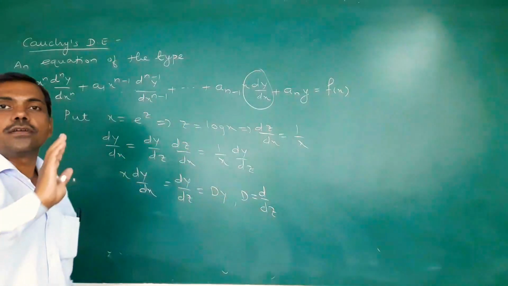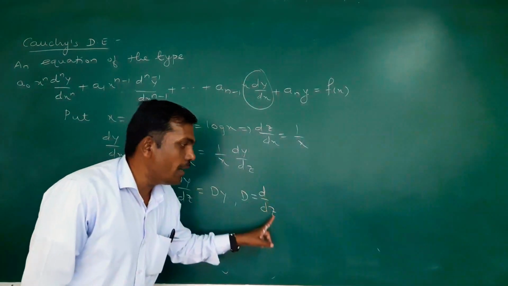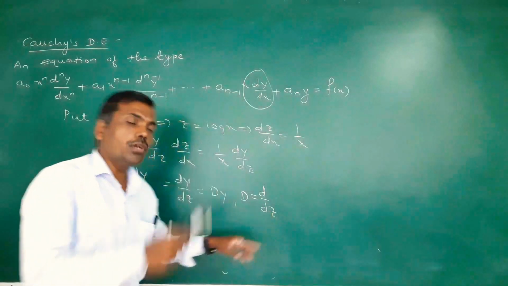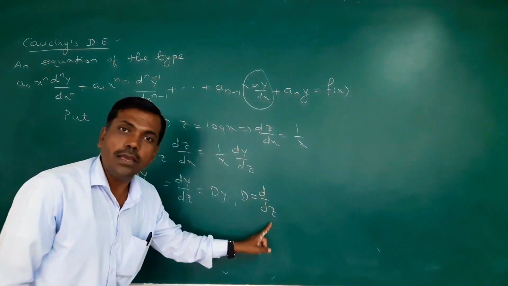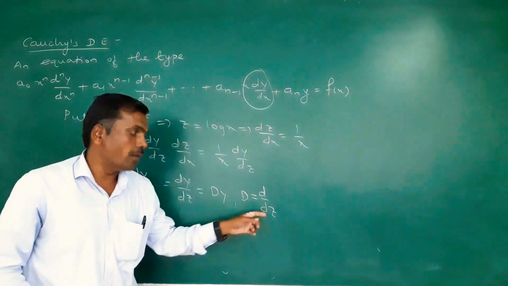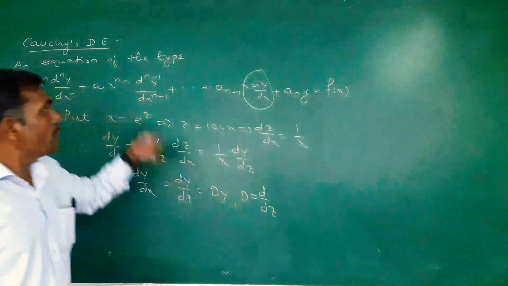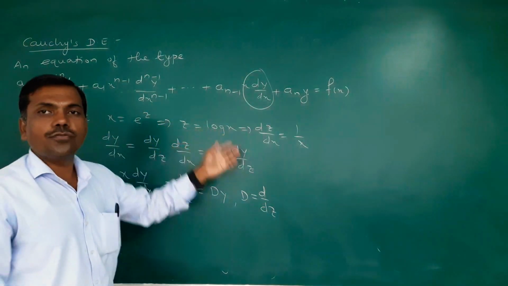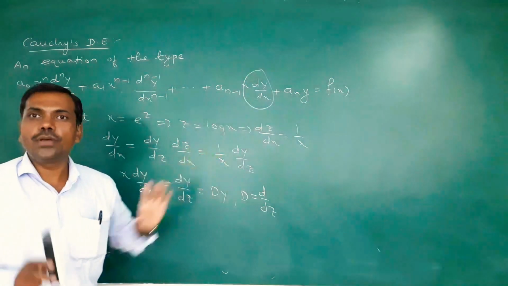See the change here. In our linear differential equation, the value of capital D is d by dx. But now in Cauchy's differential equation, the value of capital D is d by dz. It means our answer appears in terms of z. And again, we back substitute z is equal to log x, so we are going to find the answer in terms of x.